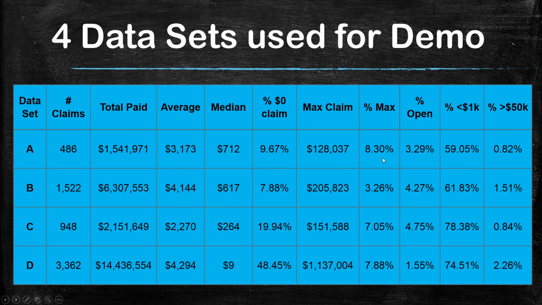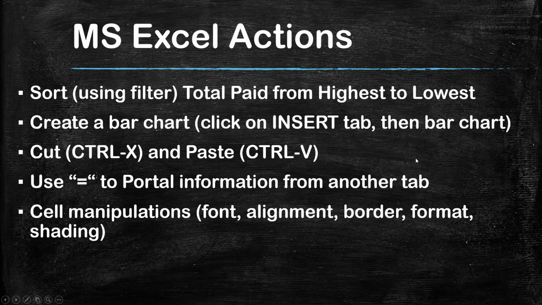Here are the max claims amounts, the percent max. After this outlier step, we'd like to get this percent max as close to 1% as possible. See what we have. And then we've got the percent that are still open, and the percent that are below $1,000, and the percent that's above $50,000. The Excel actions are going to be fairly simple.